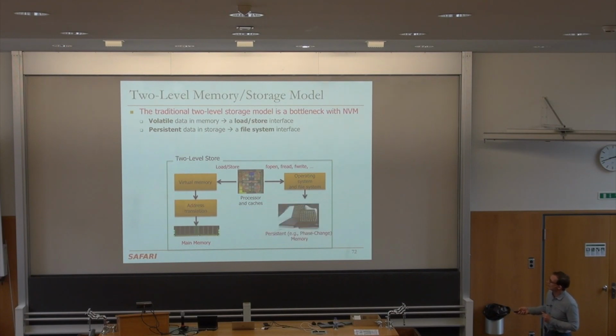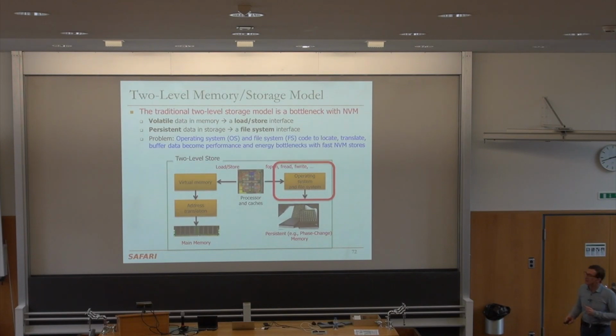If you replace storage with something like phase change memory with the characteristics that we discussed, that's very similar to this, now these operating system and file system calls become a bottleneck, because these are needed to locate, translate, and buffer the data, and these take on the order of microseconds, let's say, and the access latency of this is nanoseconds, like 50, 100, 200 nanoseconds. This doesn't make sense, basically, right? It's another way of putting what I said over here. Because you have this very fast device and you're wasting all of the performance that it can deliver.